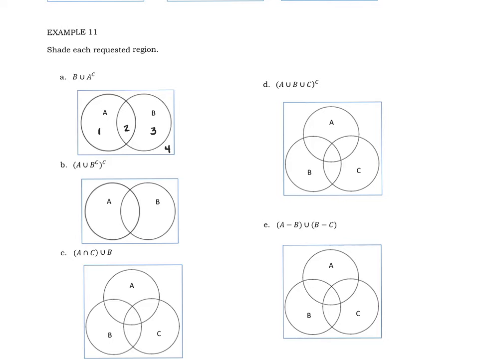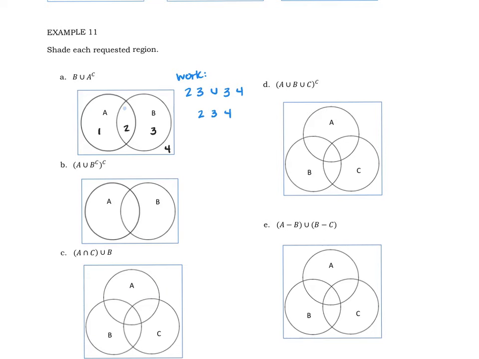So this says region B or set B union A complement. So set B consists of regions 2 and region 3. And then I want to form a union with A complement, which is the regions that are not in set A. So in other words, the region 3 and the region 4. And I want to form a union, which means I want to combine all of those together, which would be regions 2, 3, and 4.